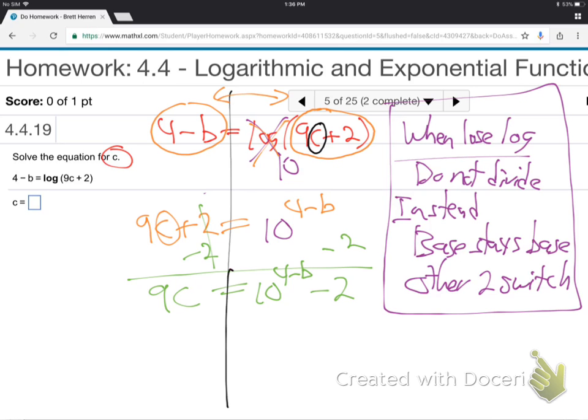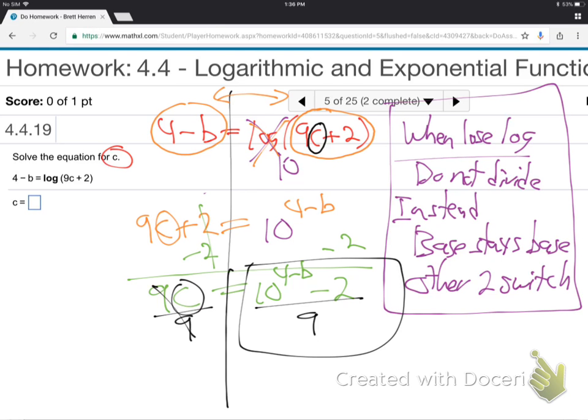We good so far? Trying to get C alone. Keep your eye on the ball. Get C alone. What do we do to get C alone? Divide by 9, and you just divide the whole thing by 9. Both sides. There it is. C's alone. There's our answer. Kind of a big messy answer, huh? That's it. There's nothing we can do to clean that up. You've got to type that whole thing in there.